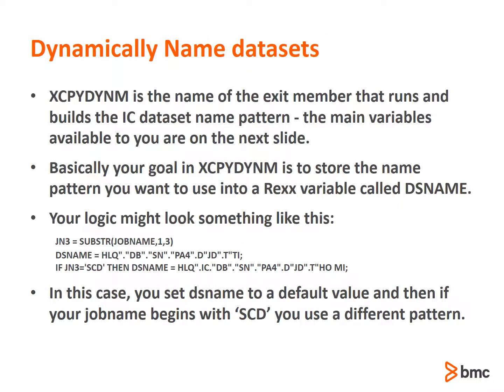XCPYDYNM controls image copy dataset names. Basically, in XCPYDYNM, we need the DS name variable to be set properly. Normally, this would be done by using a mask and then resolving it into a fully qualified dataset name. But suppose jobs beginning with SCD need some special pattern. For this, you might code lines in XCPYDYNM as shown. First, you grab the first three characters of the job name and store this into a variable called JN3. Next, you set up your default DS name for the 95% of the situations. Then you add a REXX if statement to set it up differently for jobs beginning with SCD.